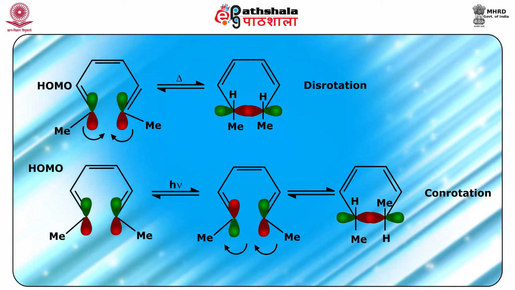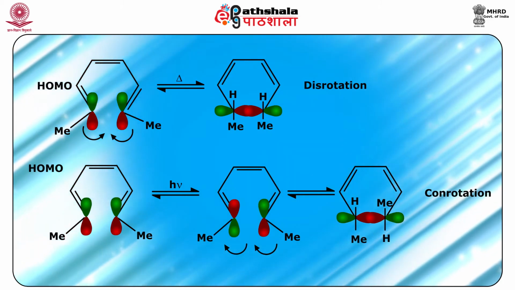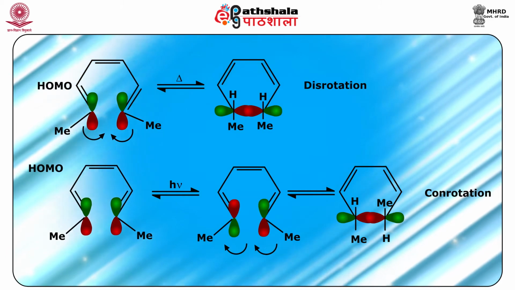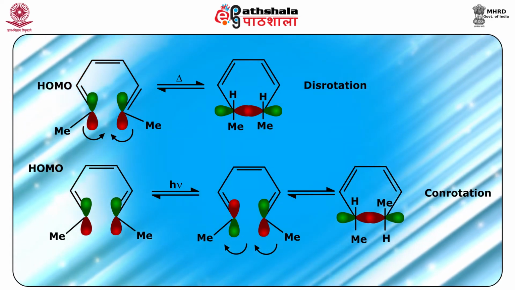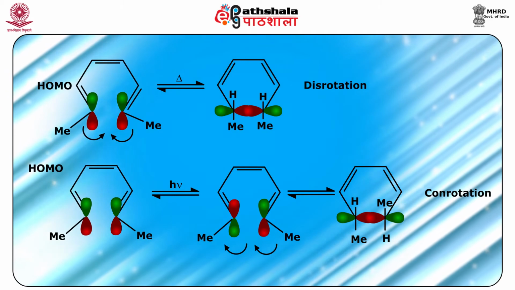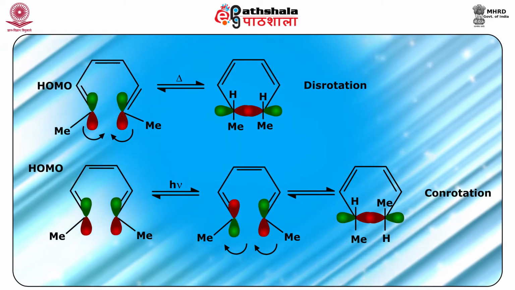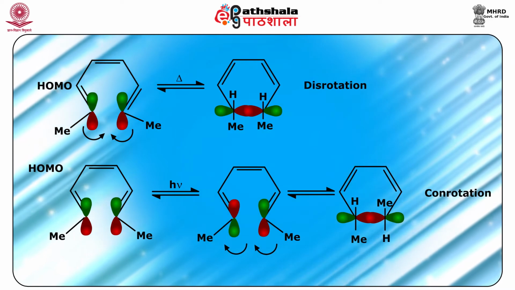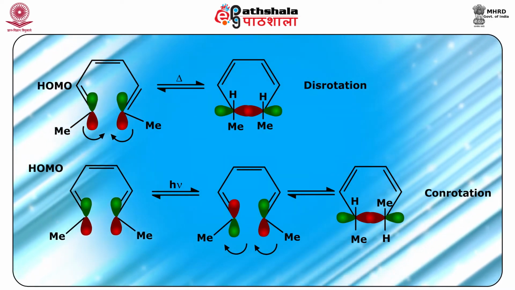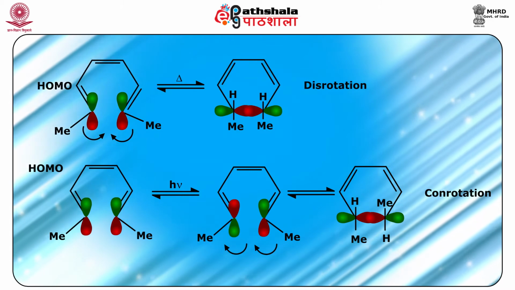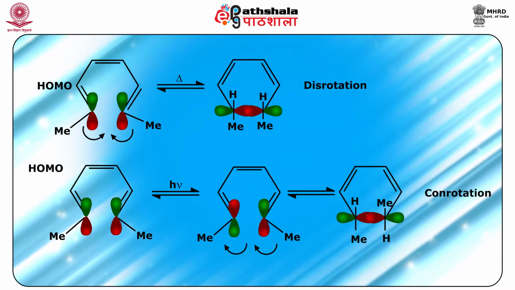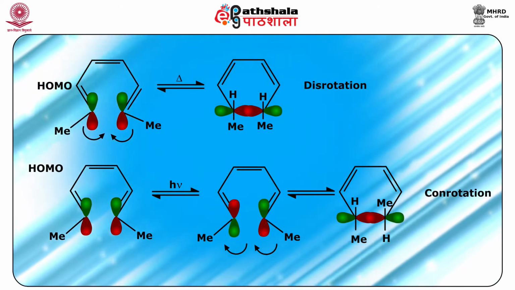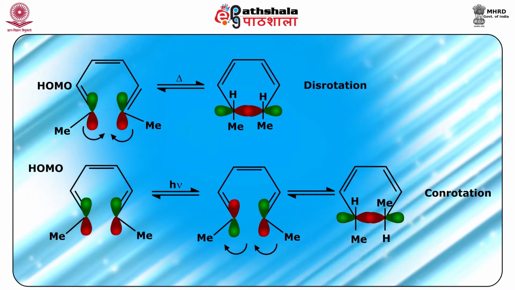bond. On the other hand, when photoactivated, an electron moves from the HOMO of the triene to the next orbital, that is LUMO. Now, this orbital contains an electron and it is no longer unoccupied. In this photoexcited system, the ring will close in the opposite direction as compared to the thermal system, and moreover the groups will conrotate, that is, they will twist in the same way to form the sigma bond in the new ring.